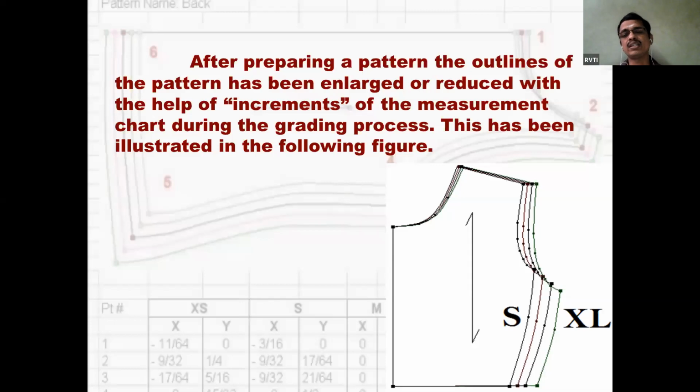So that is called increment, meaning the measurement variation from one size to another size. We'll discuss it in depth in the next slide. After applying increment, if I prepare one size, say the S size pattern, I can trace with the help of that one and simply increase the measurements, and then I can easily prepare the M size pattern and L size pattern. I need not draw the basic construction line again and again. So in this method, I can save nearly 50% of our time.